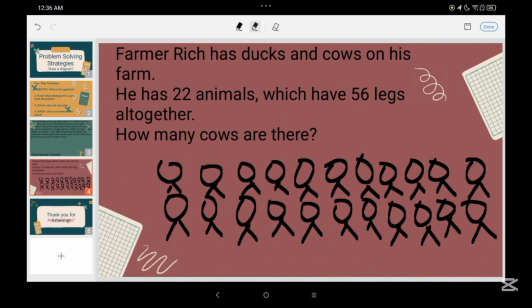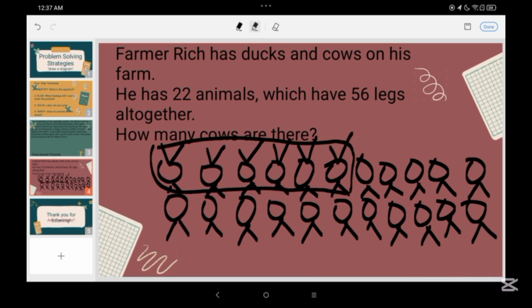Imagine these are ducks. Ducks just have 2 legs each. So you can see we have 44 legs, but we need 56 legs. So we need 12 more legs. So we need to magically transform some of these ducks into cows, just adding 2 more legs. 12 more legs. 1, 2, 4, 5, 6, 7, 8, 9, 10, 11, 12. So we have 6 cows.